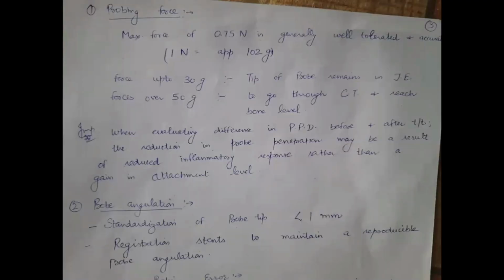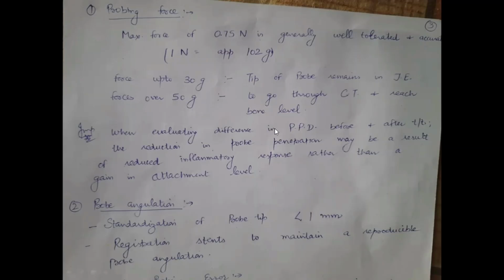Now coming to probing force, maximum force of 0.75 Newton. 0.75 Newton is generally well tolerated and it is an accurate force. 1 Newton is approximately around 102 grams. When forces up to 30 grams are applied, the tip of the probe remains in the junctional epithelium. But when these forces exceed 50 gram, then the probe crosses the junctional epithelium, goes through connective tissue and reaches bone level.